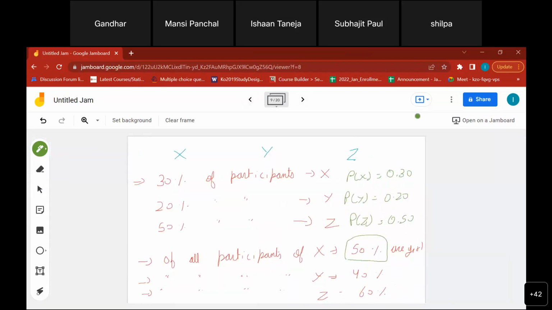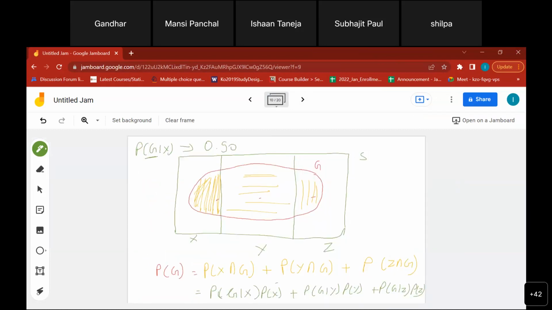Similarly, G given Y would be 40%, and G given Z would be 60%, right? Is this clear? Yes. So on computing, we will get 0.53.